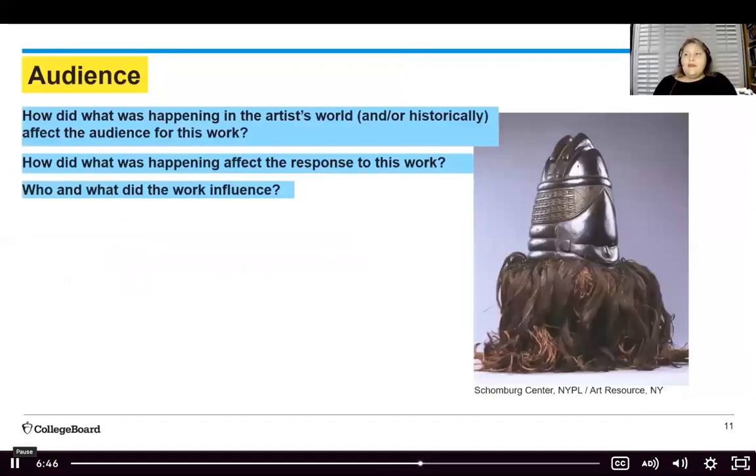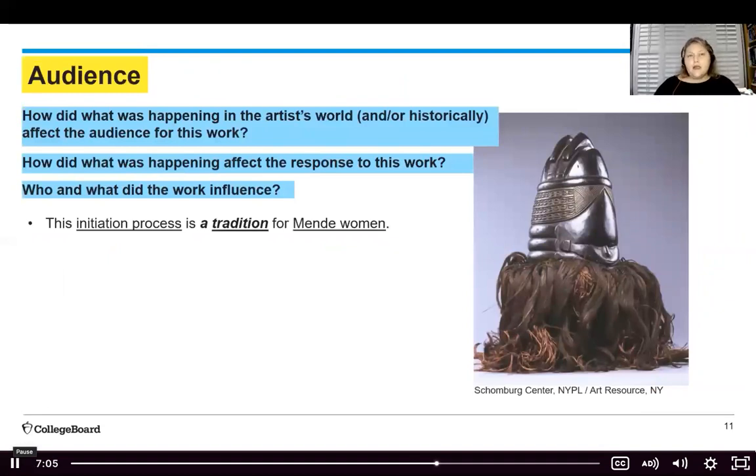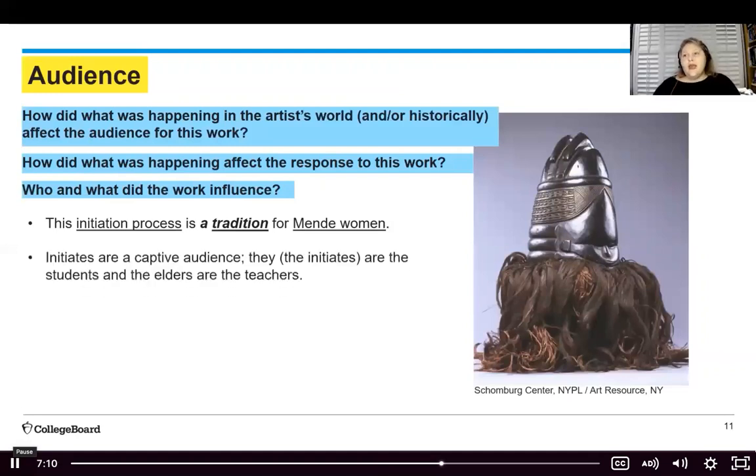So how did what was happening in the artist's world affect the audience for this work? How did what was happening affect the response? And who and what did the work influence? Well, this initiation process has been a long-standing tradition for Mende women. This is something that is going to be expected. It's going to be part of a Mende woman's life, and it's something that they are going to take seriously. These initiates are the captive audience. They are brought into the forest and they are taught by these elder women. So the initiates are the students and the elders are the teachers.